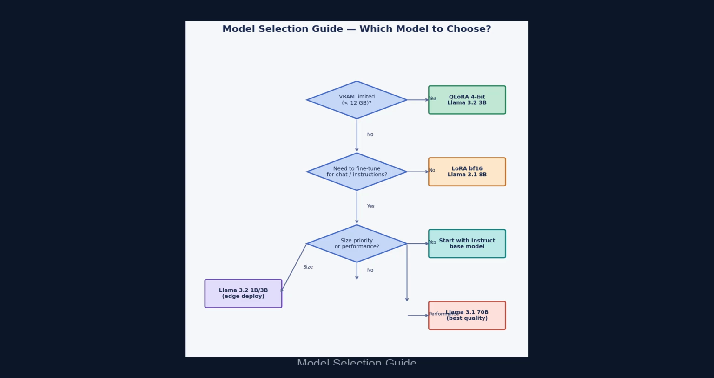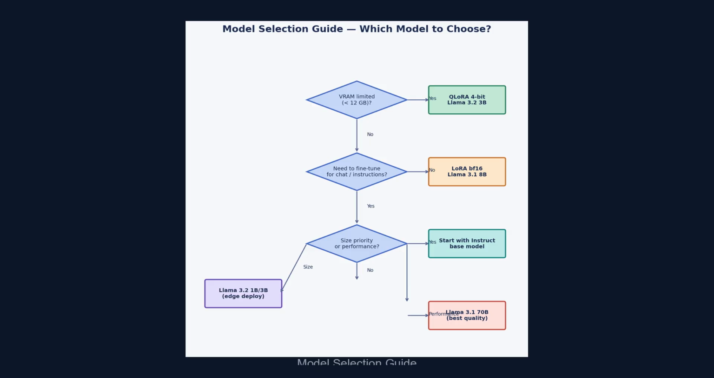This decision flowchart maps your hardware constraints and project requirements to a specific model recommendation. The first branch is VRAM. Under 12 GB points directly to QLoRA 4-bit with Llama 3.2 3B, a memory-constrained choice that still delivers useful results. With more VRAM available, the next question is whether you need instruction or chat fine-tuning. If not, LoRA BF16 with Llama 3.1 8B is the recommendation, full precision training for maximum quality.